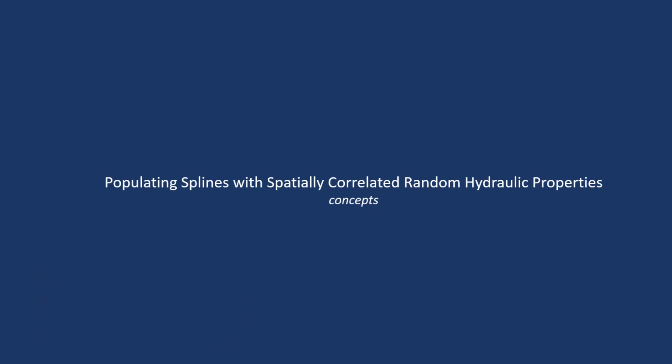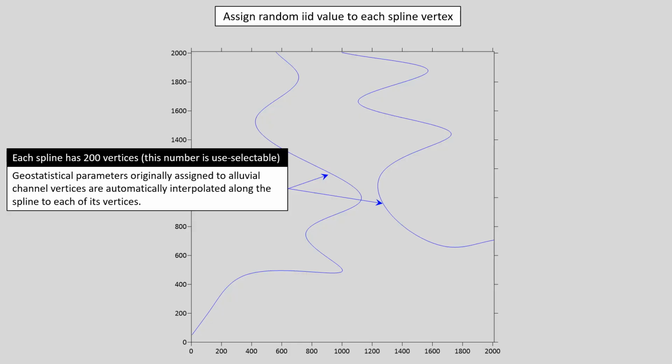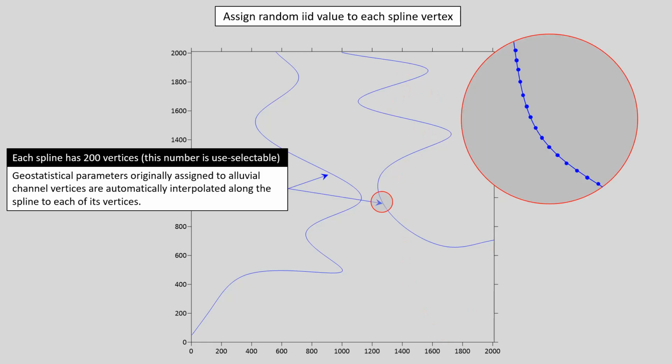Now that we have our alluvial channels in place, we need to populate them with random hydraulic property fields. Now recall that these alluvial channels have 200 micro vertices associated with them. That 200 is user selectable. Now there are a number of ways to do what happens next. Each has its advantages and disadvantages. We're going to use a similar method for generating hydraulic property realizations down these alluvial channels, similar to what we did before for the background hydraulic property field.